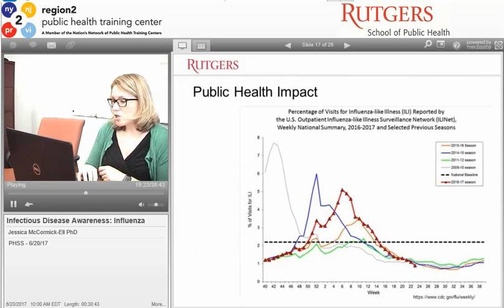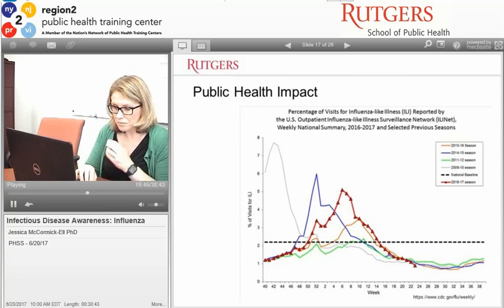So this schematic is just showing you over the past 7 years the number of visits to medical facilities for influenza-like illness, as reported, as influenza is a reportable disease. And so you can see there's one outlier in 2009 where flu season started really early. It started at week 40. So this was a really early season and very uncommon.